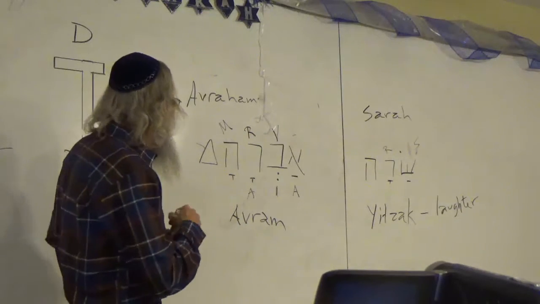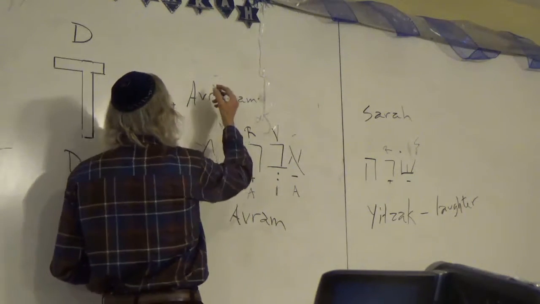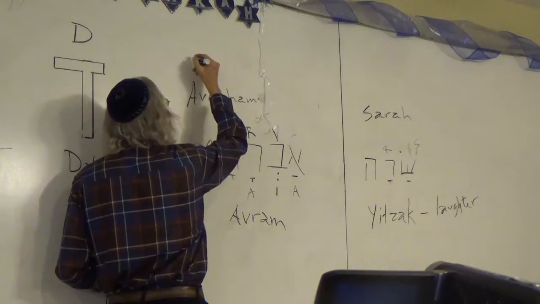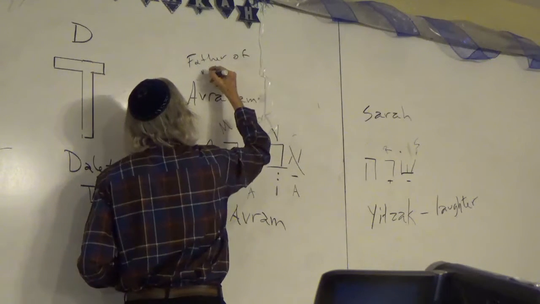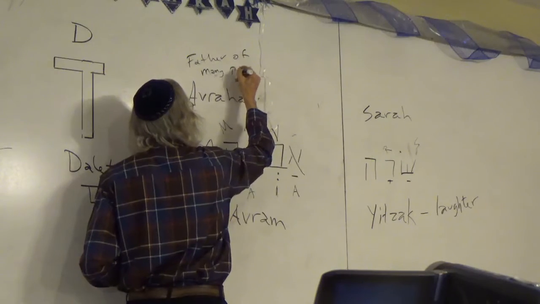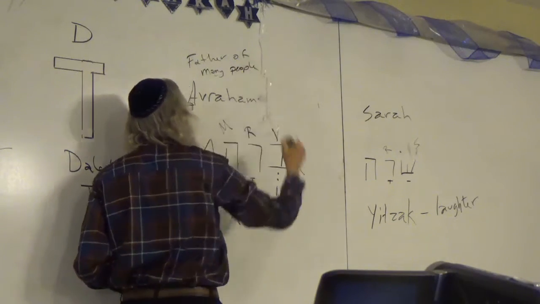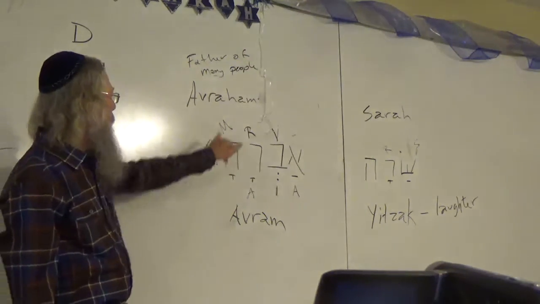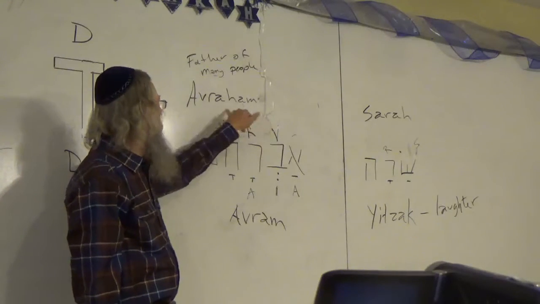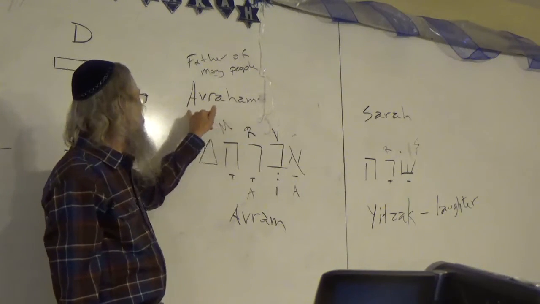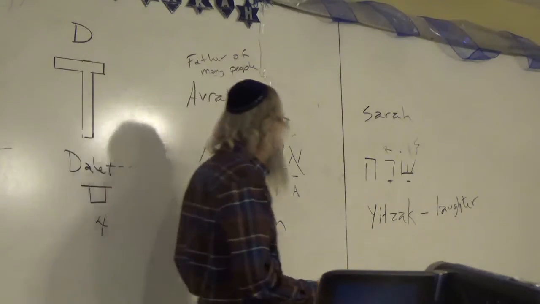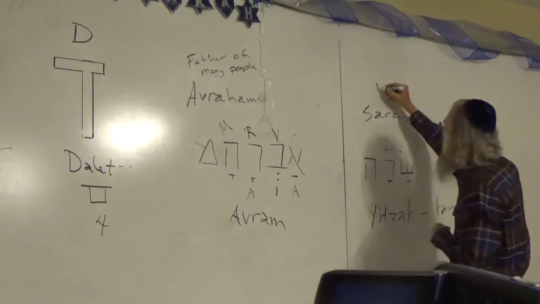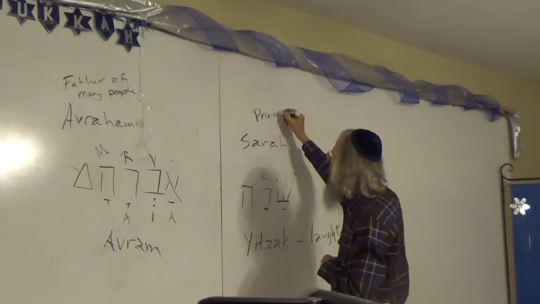But Abraham, father of many people. Av is father. Sarah is the Hebrew word for princess.